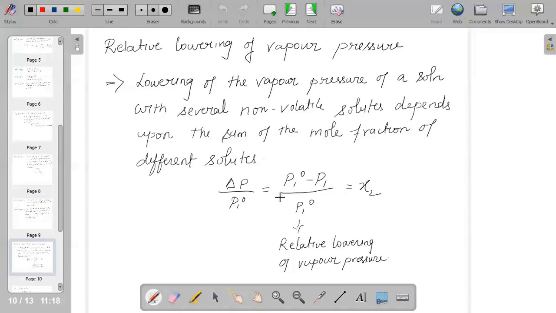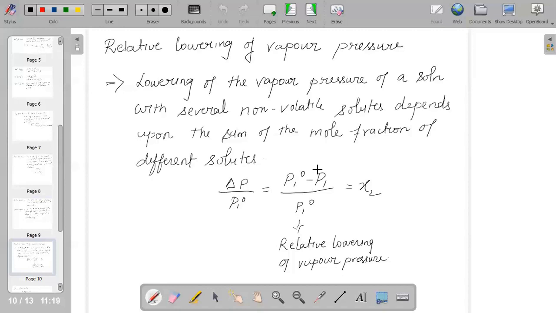So according to Raoult's law, lowering of vapor pressure of a solution is going to depend only on the concentration of the solute particles, and it will be independent of their identity. So we can say P is equal to X1 P1 naught. Basically the reduction in vapor pressure of the solvent, delta P by P naught, will be equal to (P1 naught minus P1) by P1 naught, and this factor we call relative lowering of vapor pressure.